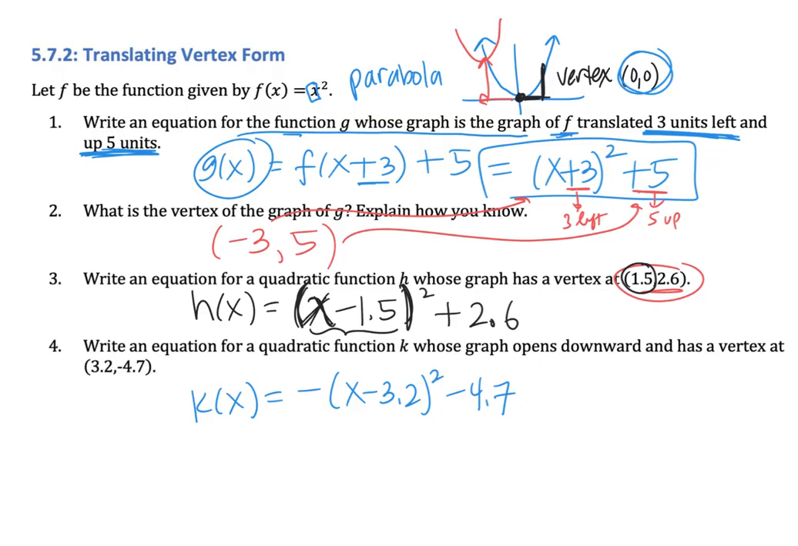Okay, so hopefully you got this. Moving to the right, 3.2 units. So we have 3.2. Right, 3.2 means we have the minus sign. Moving down, 4.7. So we have our minus 4.7. And then don't forget this opens downward. Opens downward means a reflection over the x-axis. And if you're reflecting over the x-axis, you must have this negative sign in front.